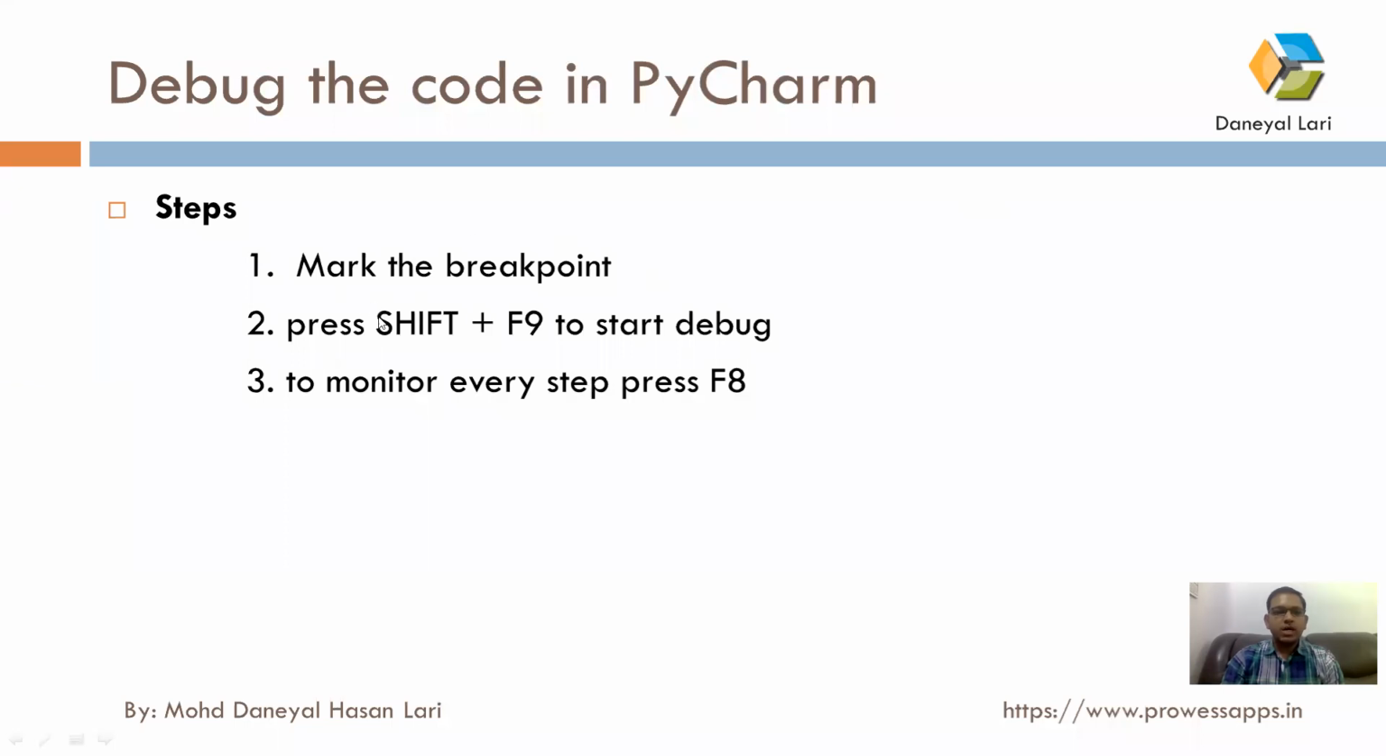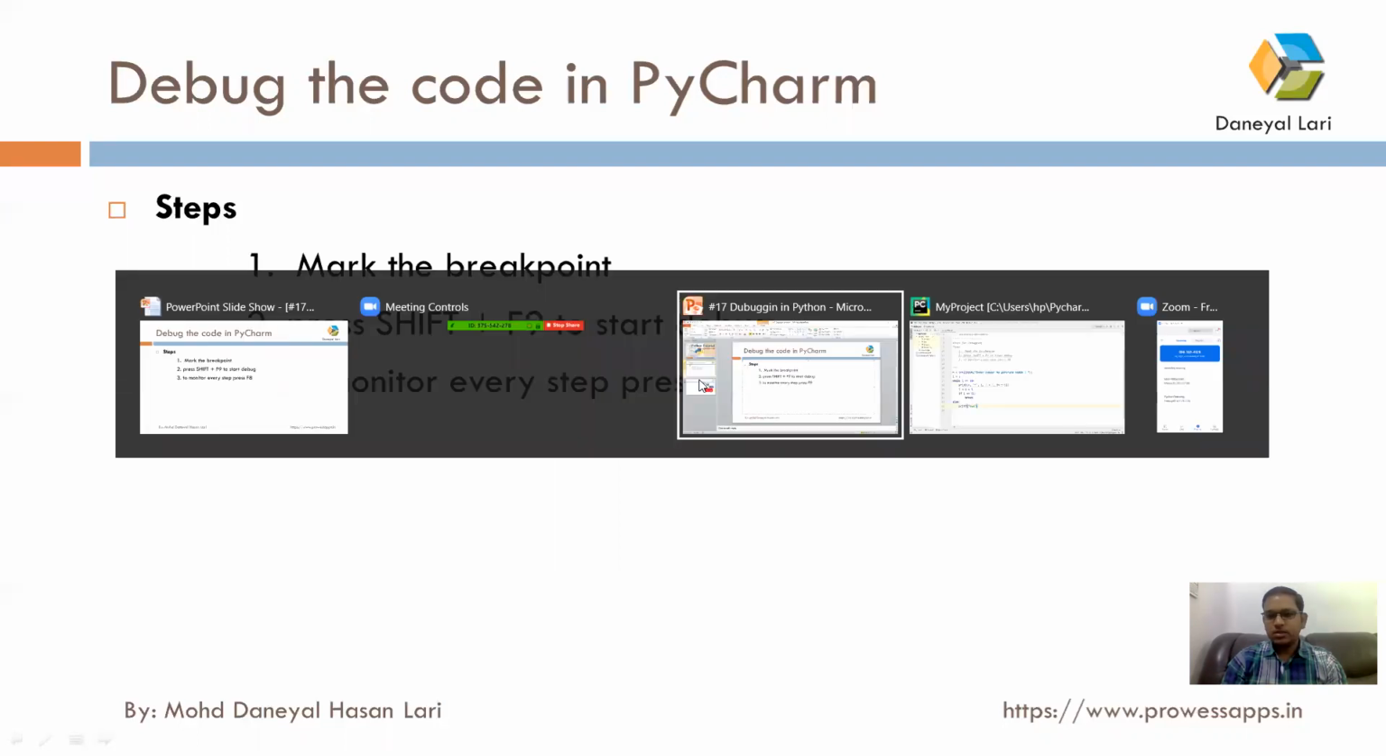Step number one is to mark the breakpoint. First of all, you will mark the breakpoint. After that, to start the debugging, you need to press Shift plus F9. Whenever you press Shift plus F9, it will start the debugging. And to monitor every step, press F8. F8 will show you how your program is performing, meaning in every step what the value of variables is, and what values you are getting through the print and updation. Okay, so just look at the code and steps to debug.